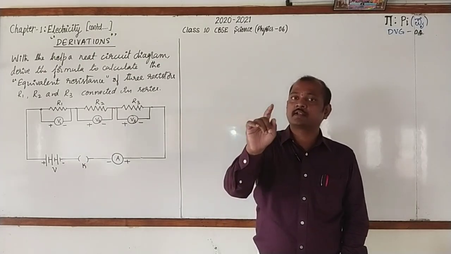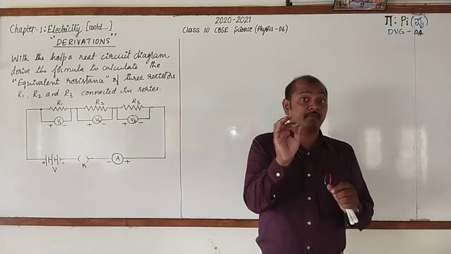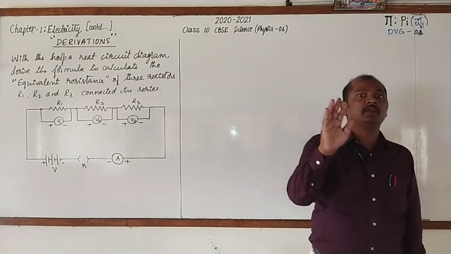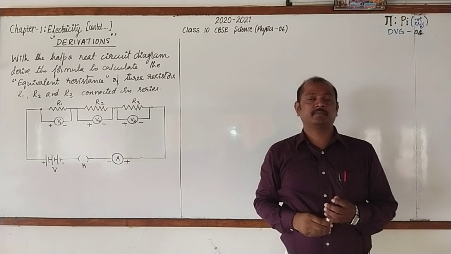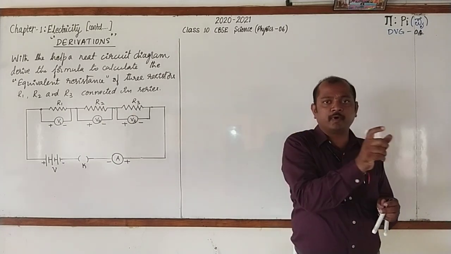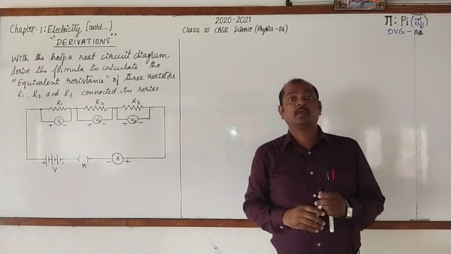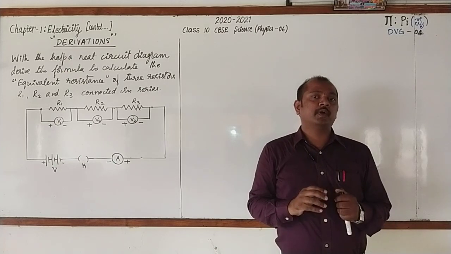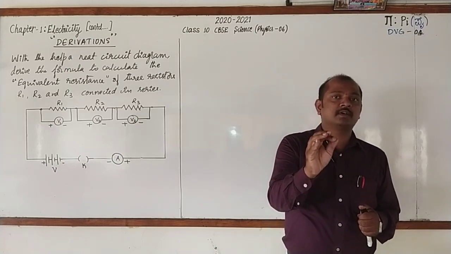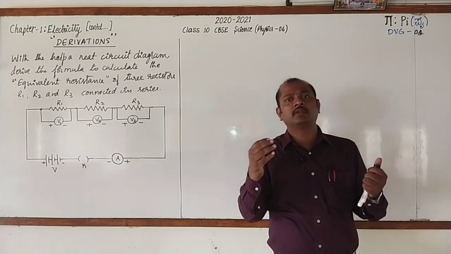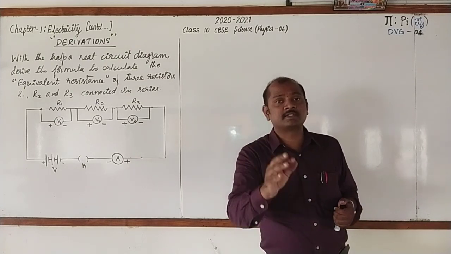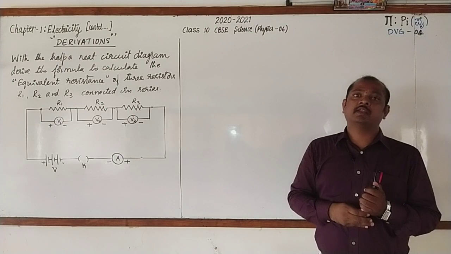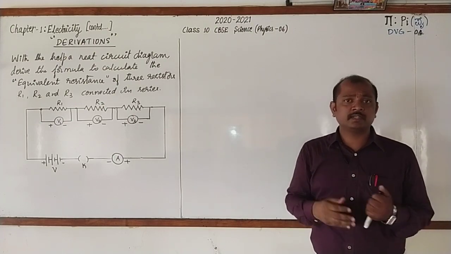When the resistors are connected in series, the effective resistance increases. In parallel, the effective resistance decreases. And we have formulas for those two also. Now we are going to find the effective resistance, or total resistance, nothing but equivalent resistance or resultant resistance, when the resistors are connected in series as well as parallel.